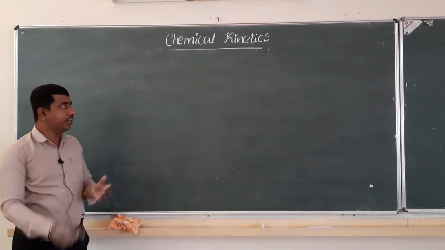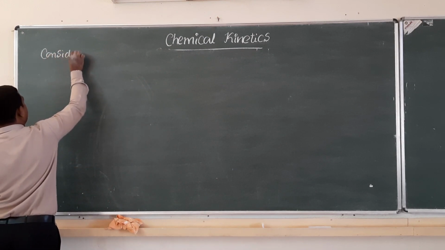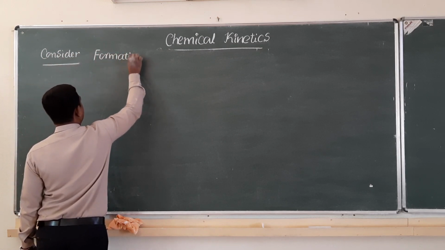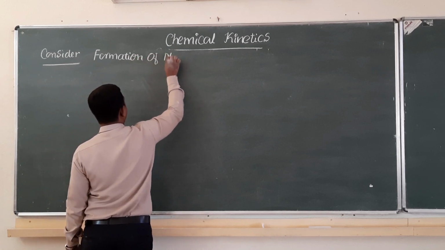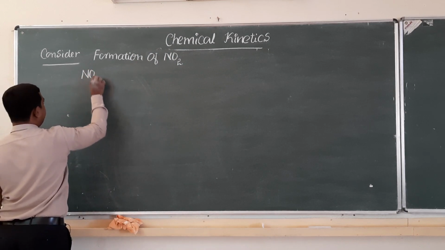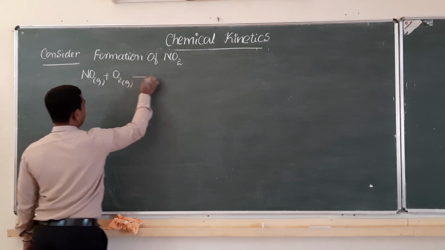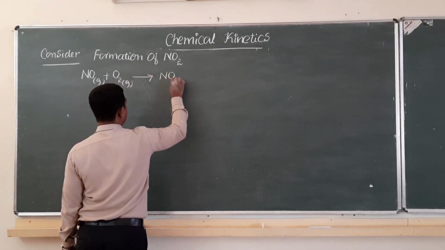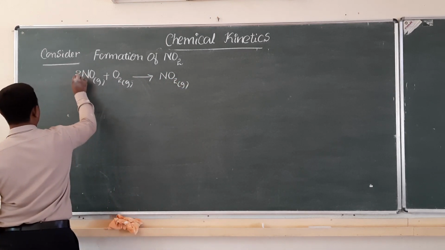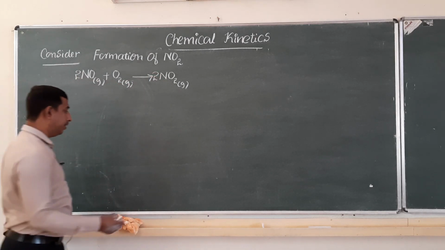See, let us consider one reaction, the formation of nitrogen dioxide, that is NO2. We can write the equation. NO, nitric oxide, combines with oxygen forming nitrogen dioxide, that is NO2. We can balance this equation. It is 2NO + O2 → 2NO2. I will write down the experimental data here.